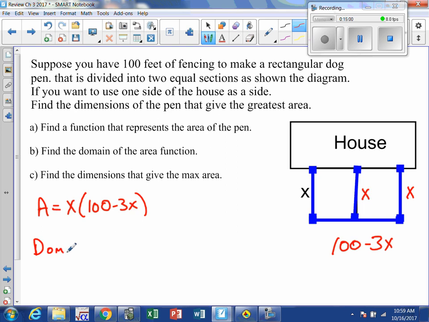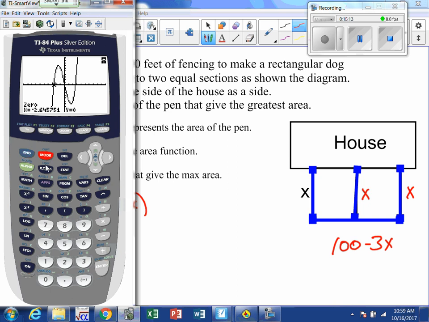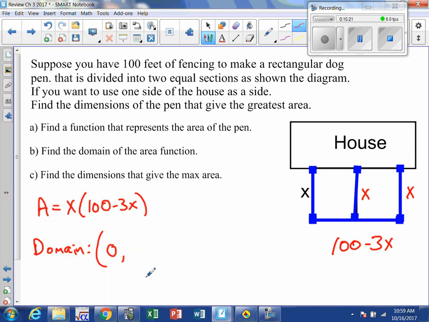Our domain is we have to be bigger than 0, and the biggest it can be is 100 divided by 3. So if we got bigger than 100 divided by 3, 33 1/3, that's going to make that negative. So we could just say 33.3 repeating is our domain. Now, find the dimensions that give you the maximum area.